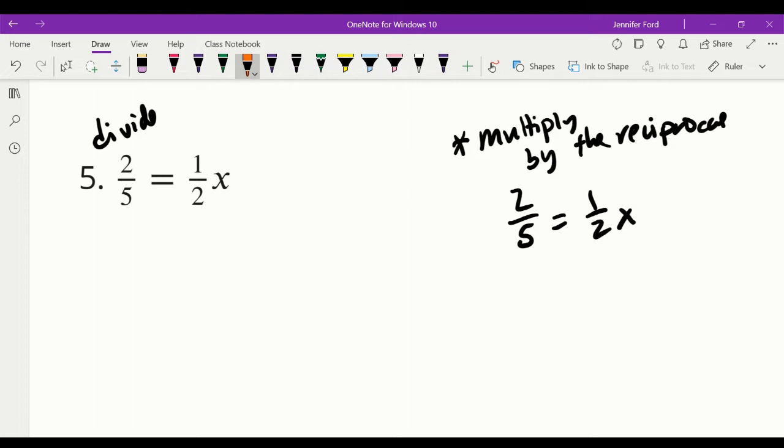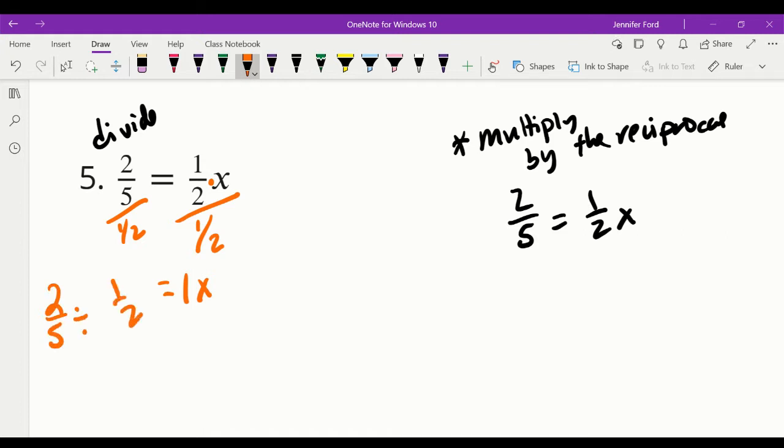Okay, so if I'm going to divide both sides, it's 1/2 times x. So if I divide by 1/2, that's going to give me 1x, which is what I want. To keep things in balance, if I divide the right-hand side by 1/2, I need to divide the other side by 1/2. This keeps it in balance. So I've got 2/5 divided by 1/2.